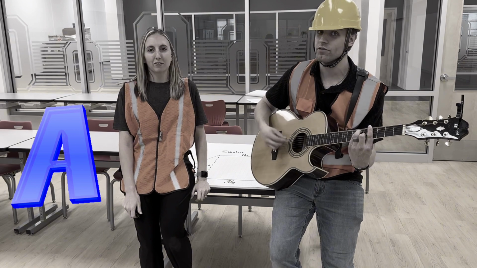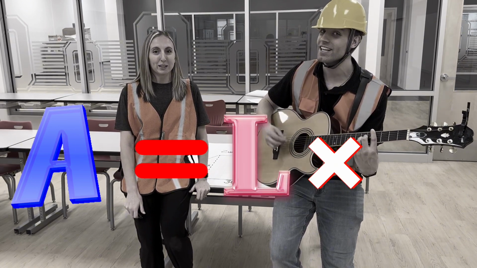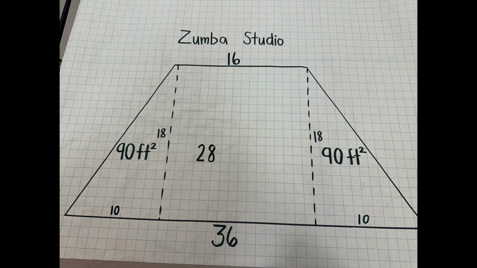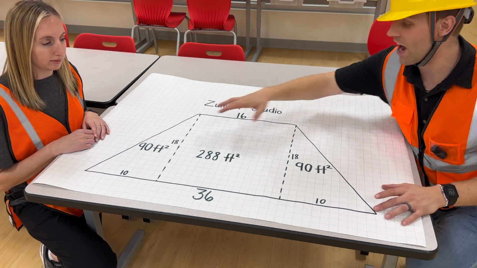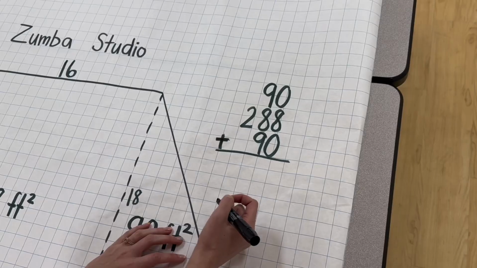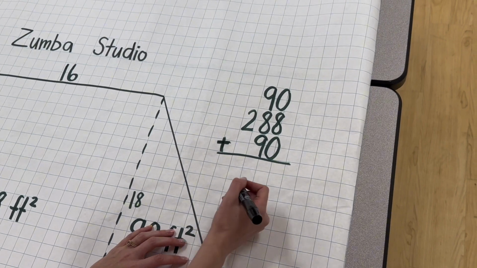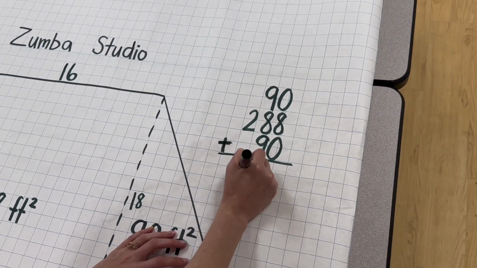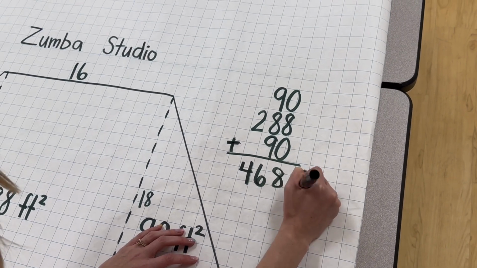Finding the area of a rectangle is quite a simple task. Just multiply your length by width. Now to find our total area, we just have to find the sum of the three shapes we found. When we add our areas of 90, 288, and 90, we get a combined area of 468 feet squared.